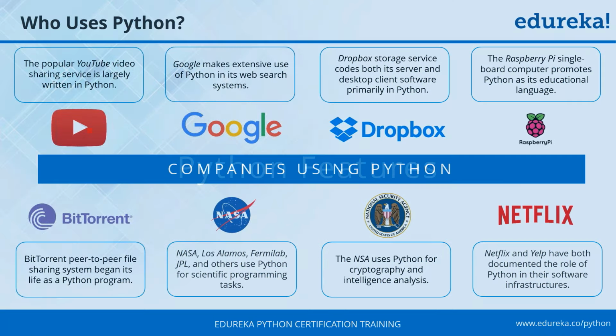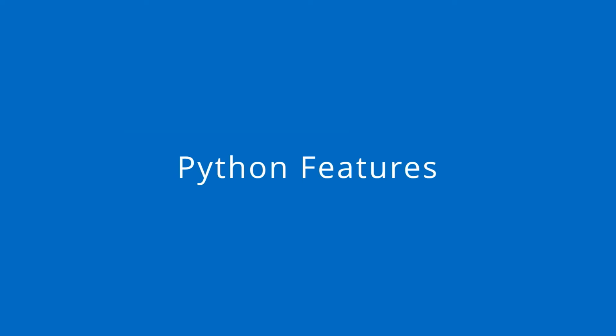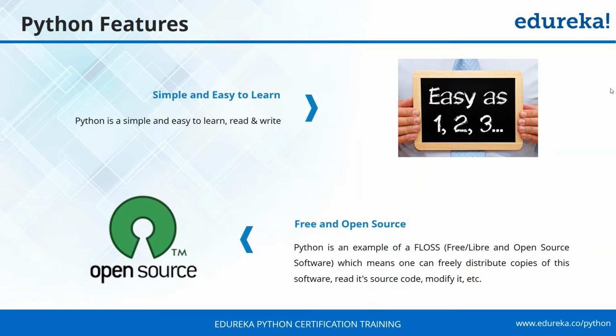Now moving forward, let's look at some of the features that Python has to offer us, and these are the key features based on which Python is being used so widely across the industry. To start off, you can see Python is simple and easy to learn. The reason that Python is simple and easy to learn is mainly because it resembles the English language a lot, and compared to other programming languages, it's quite easy to read and write programs in Python.